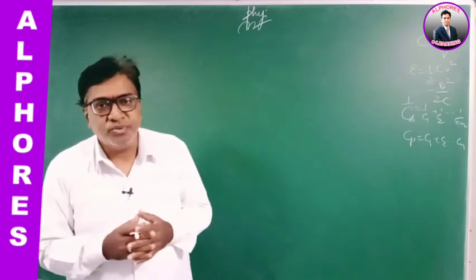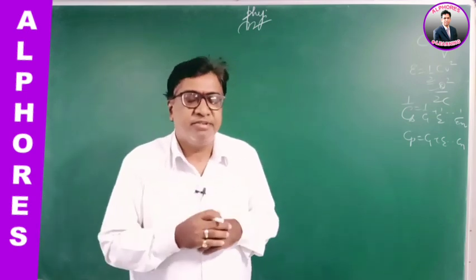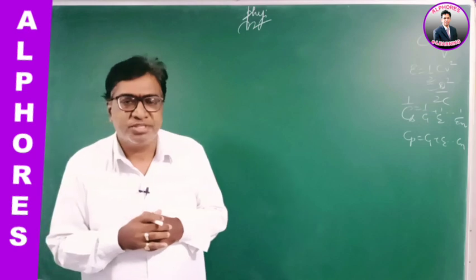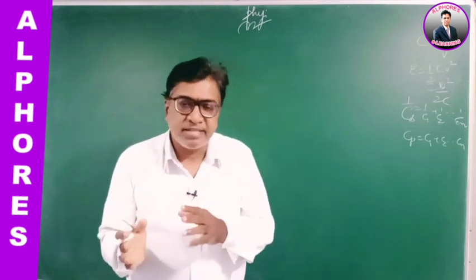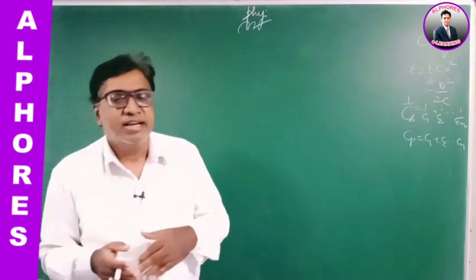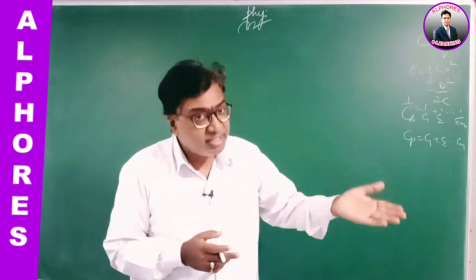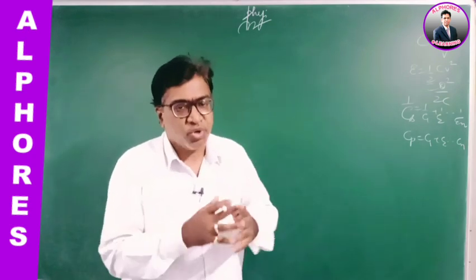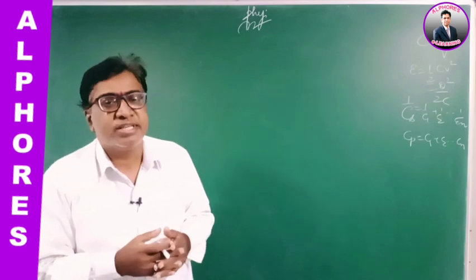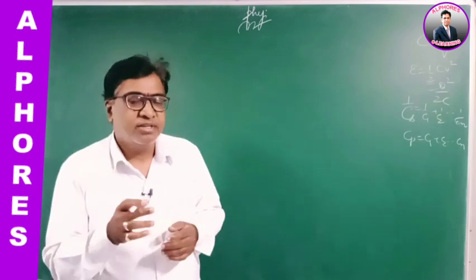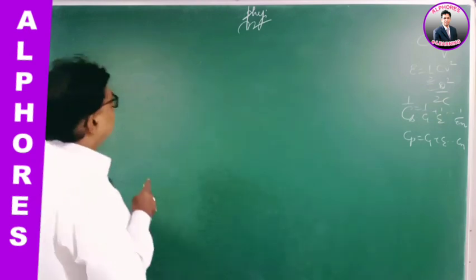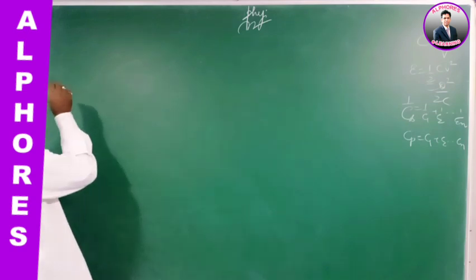We were deriving a formula for the common potential when one capacitor is charged to a potential and another capacitor is charged to another potential. Both are joined together. When both are joined together, then what is the common potential? So we were talking about this concept of common potential, right?